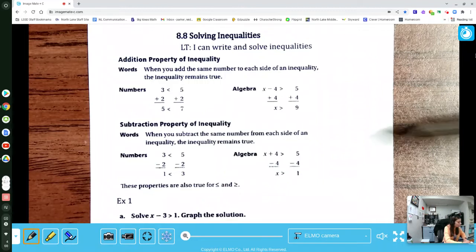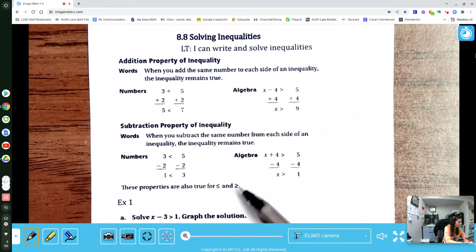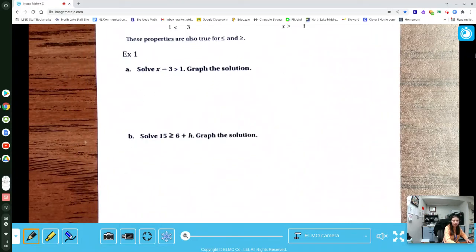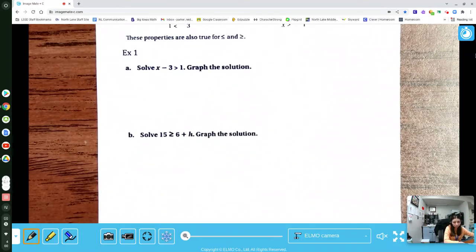These properties are also true for the less than or equal to and greater than or equal to symbols. And the reason we're learning these is because they're going to help us solve inequalities, which is going to be incredibly similar, almost the same as solving equations. So let's just jump right in.